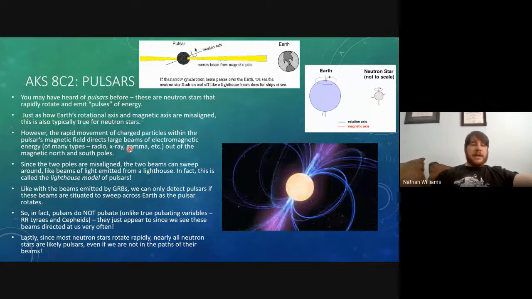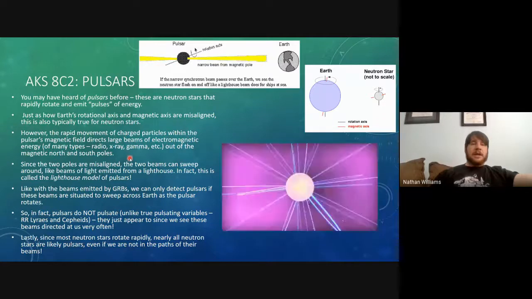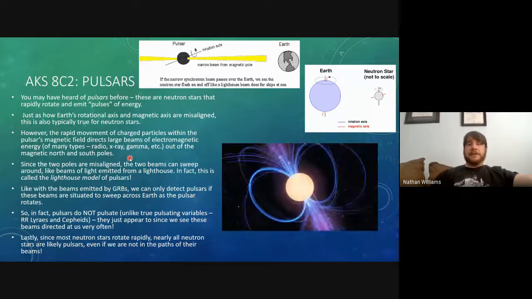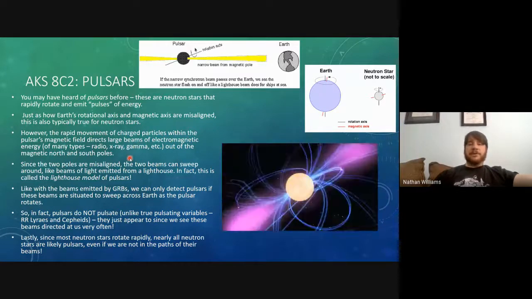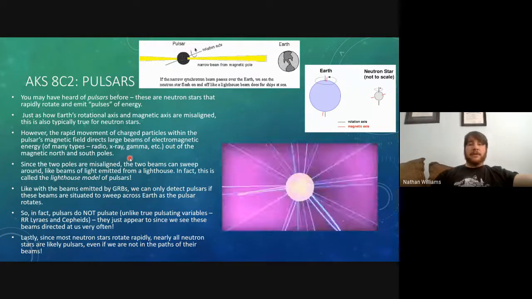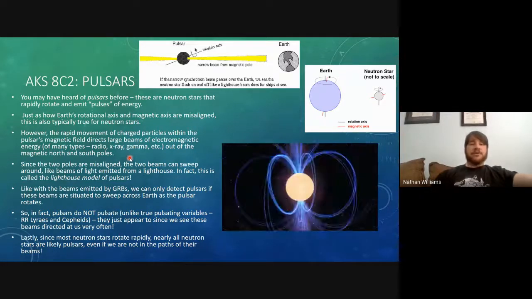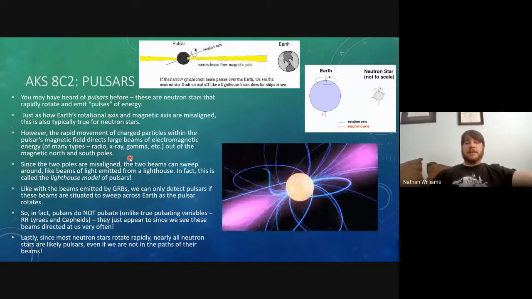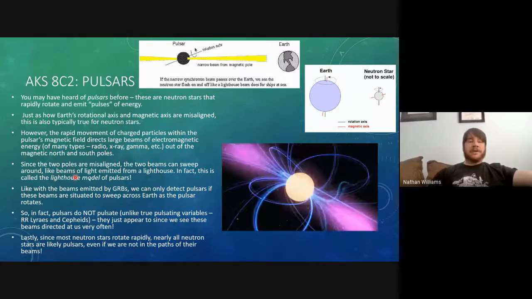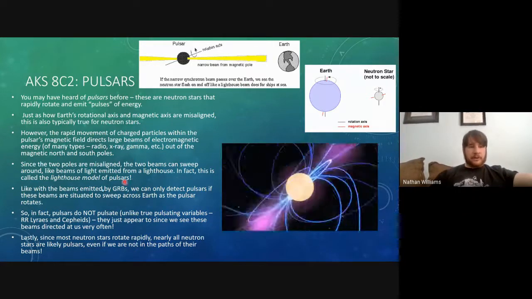And since we have this misalignment between the rotational axis and the magnetic axis, the beams themselves can be swept around. They're not locked in place like the rotational axis is. And so you get this beam of energy sweeping around in the universe, pointing in lots of different directions, and again, these rotations happen quickly. We're talking about fractions of a second. So you have what is basically the most extreme version of a lighthouse. You've got a spinning source of electromagnetic energy sweeping its beams around and around and around. And in fact, we call this model of pulsars the lighthouse model. It's just too convenient of an analogy not to use.